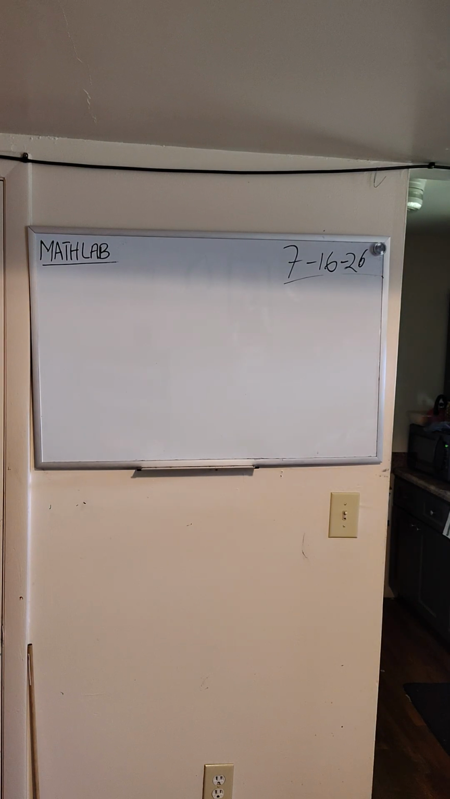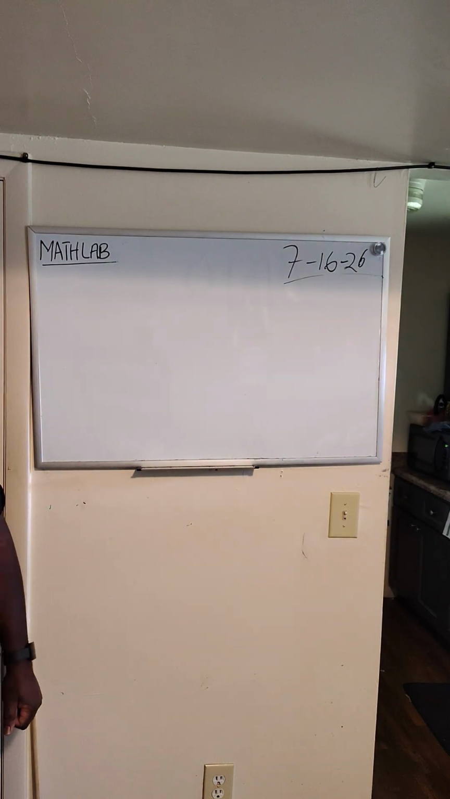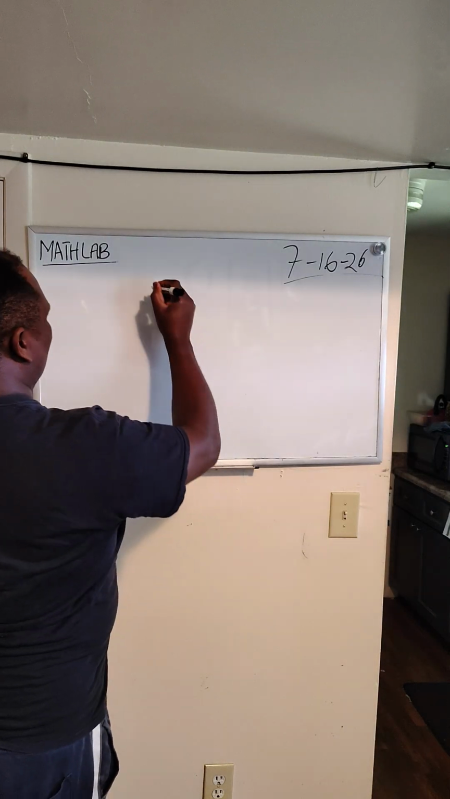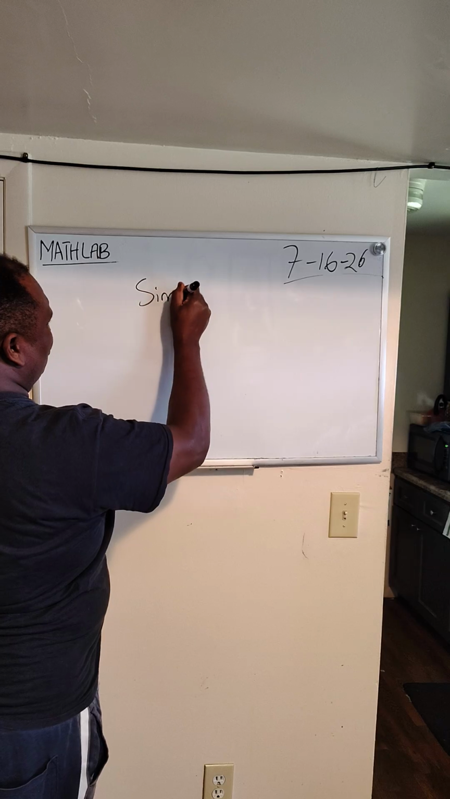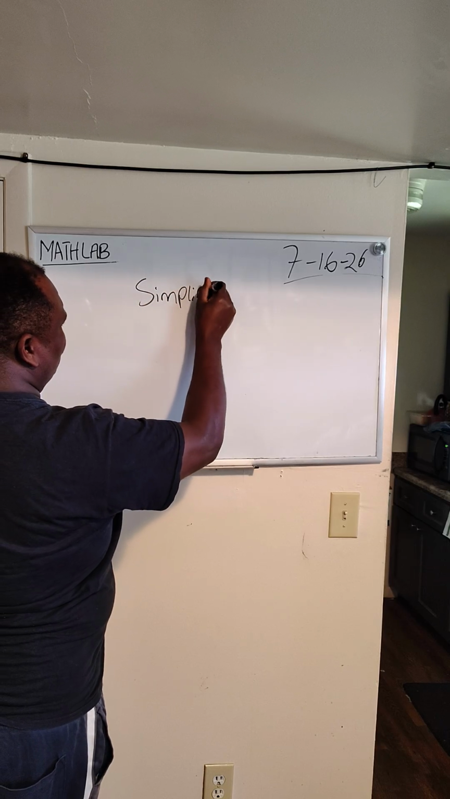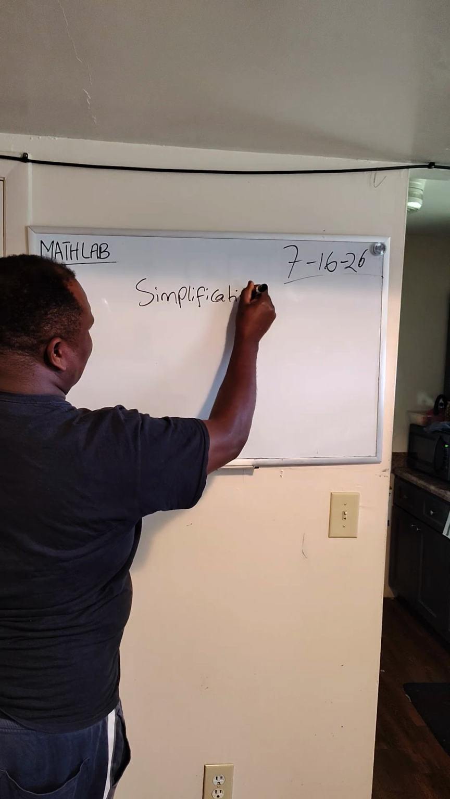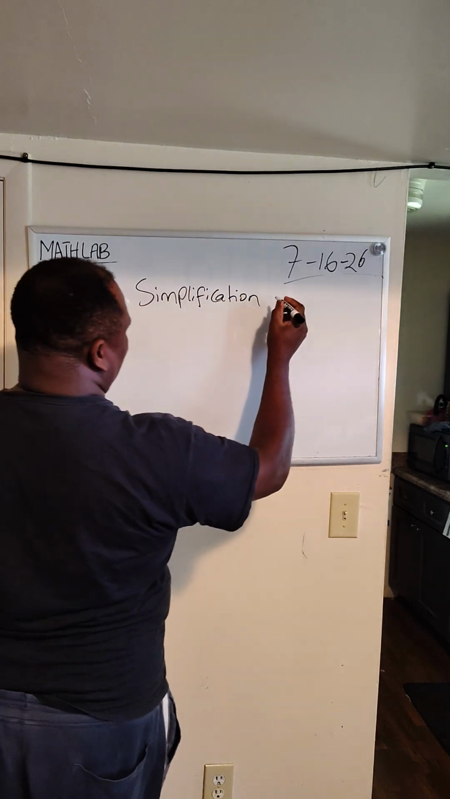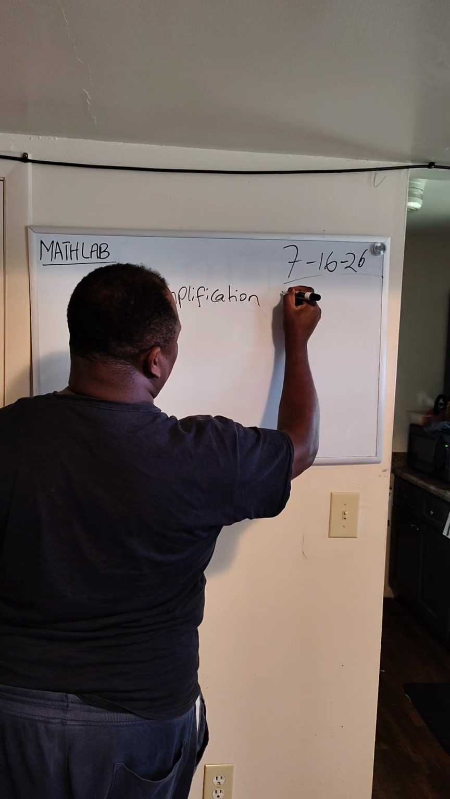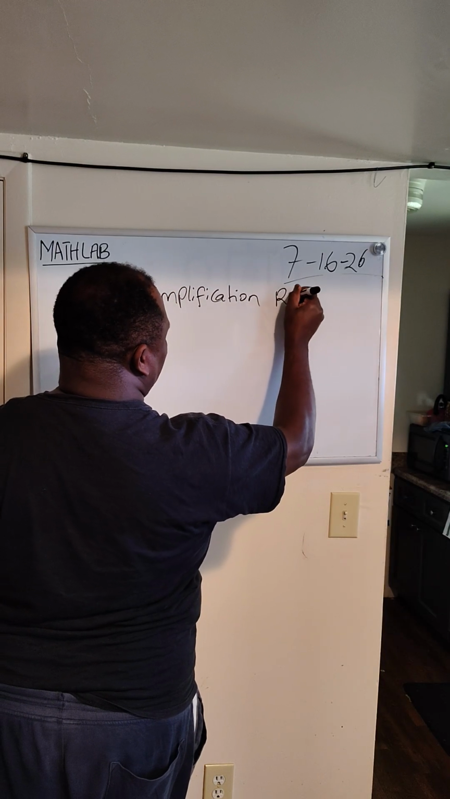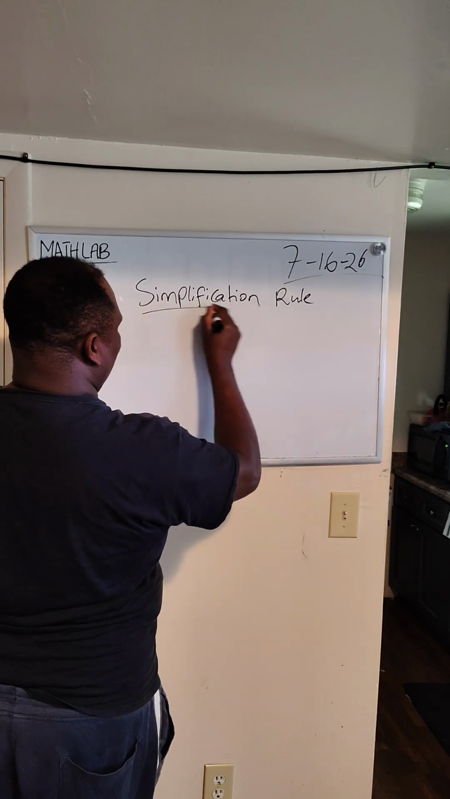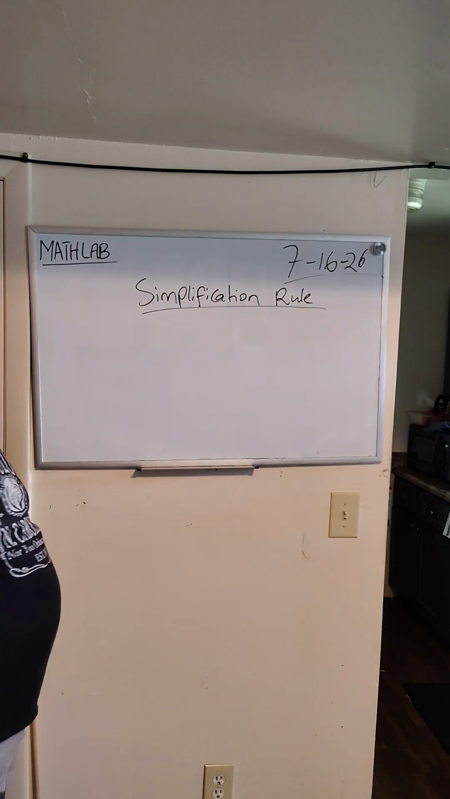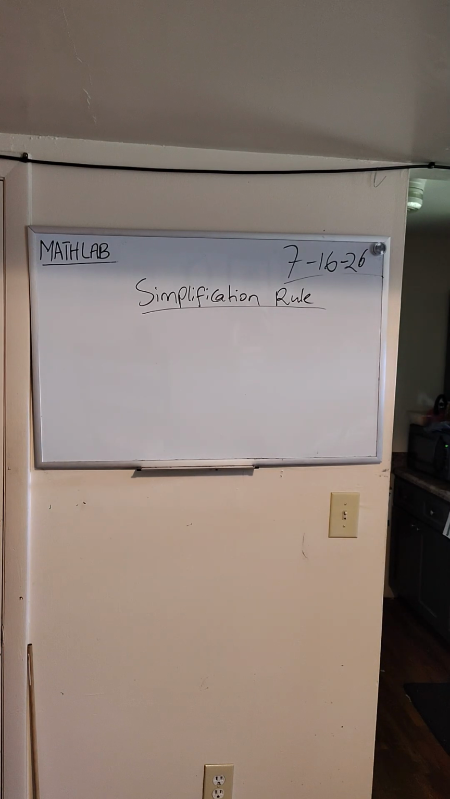Now let us look at something called simplification rules. You want to note that down because you may come across it at your school, in your classwork. Once you come across it, you know what to do. If you're asked to simplify, you have to know.